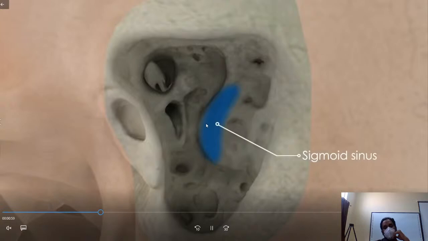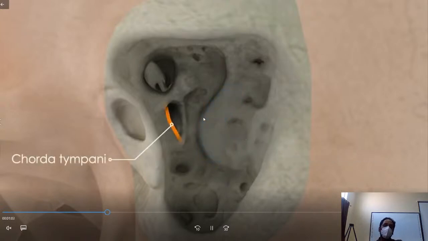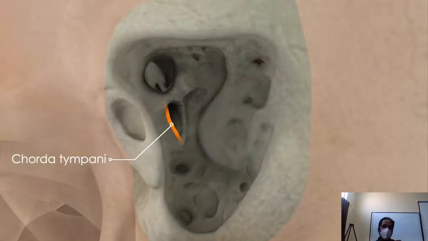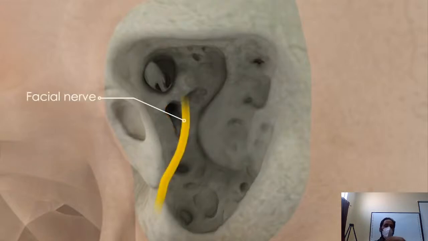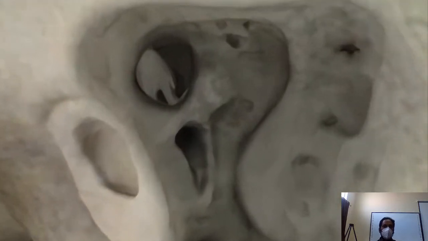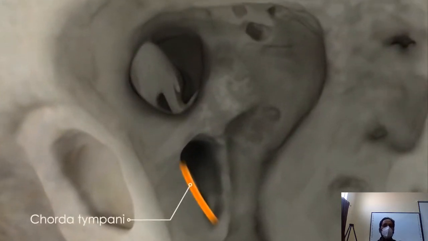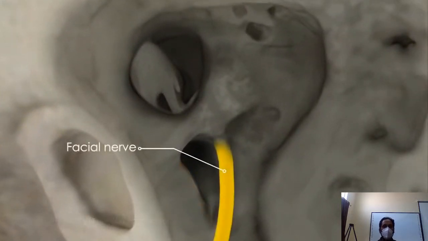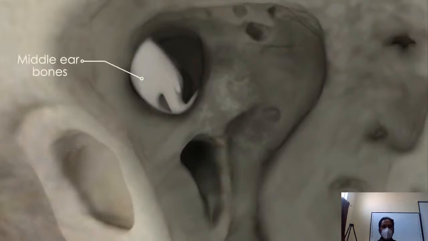And then this is the sigmoid sinus, that is the chorda tympani nerve, that is the facial nerve, and that is the middle ear ossicles. Okay, incus, body of incus, long process of incus. It's the facial nerve and the chorda tympani nerve.